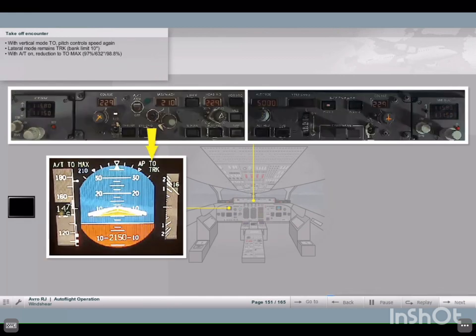With takeoff as the vertical mode, pitch is controlling speed again. Lateral mode remains track. The bank angle limit has risen to 10 degrees with autothrottle engaged in TO max. N1 ref is a thrust target with FADEC limiting EGT to a maximum of 632 degrees centigrade and N1 to 97%.